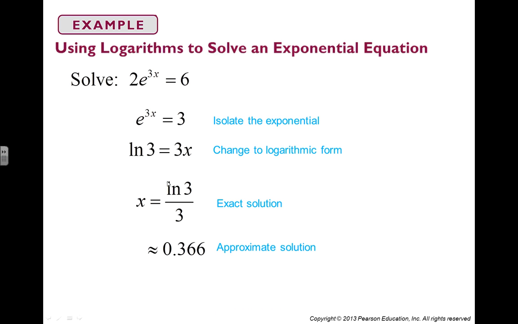You can put it in your calculator. Make sure you either put a parenthesis around natural log of 3 before you divide, or hit enter before you divide by 3, because it'll have a tendency to take the 3 divided by 3 first and then apply the natural log. So make sure you either parenthesis your numerator or press enter before you divide by 3. So the approximate solution is 0.366.